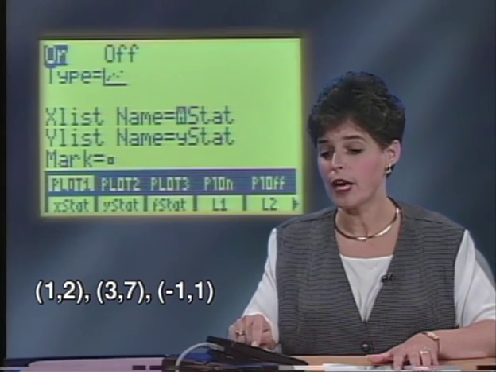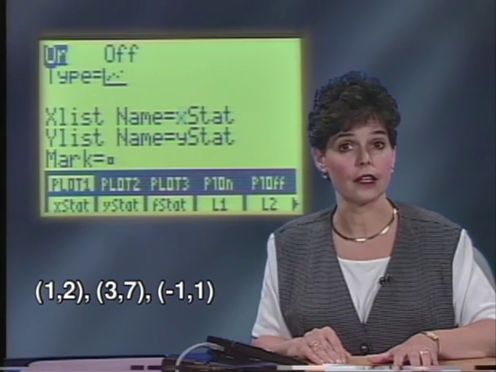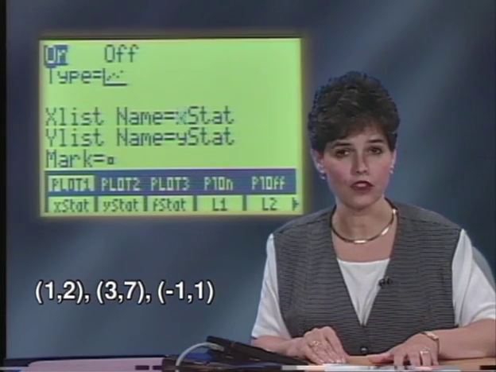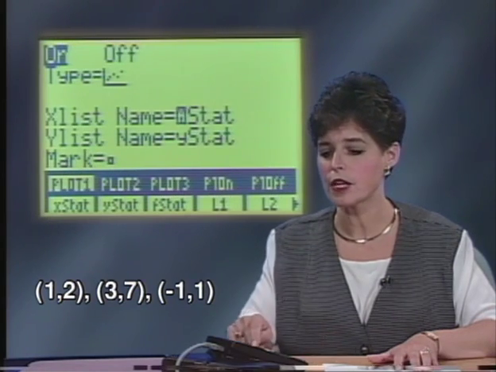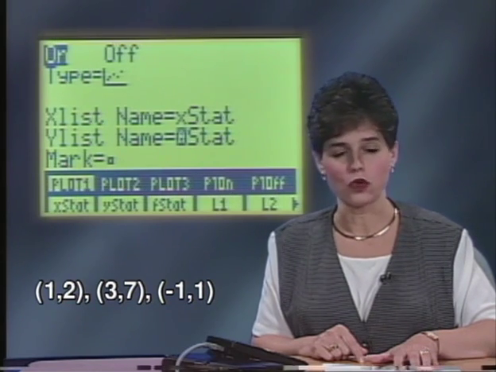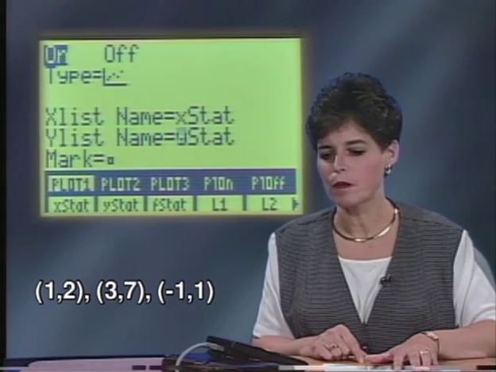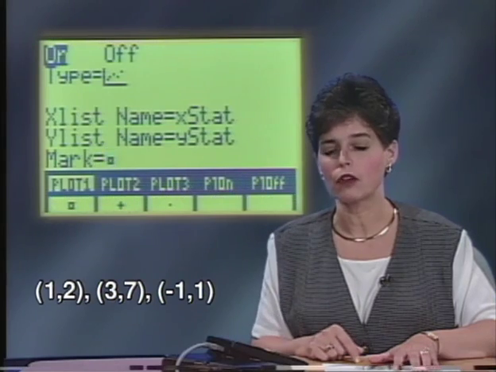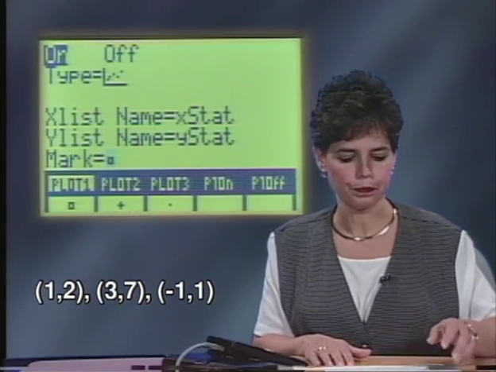Now we go down, and it's fine that we have xstat as the name, because that is where we put the x values of our ordered pairs. It's fine that we have ystat as the name here, because that's where we have entered our y values, and it is fine that my mark is going to be that little square.